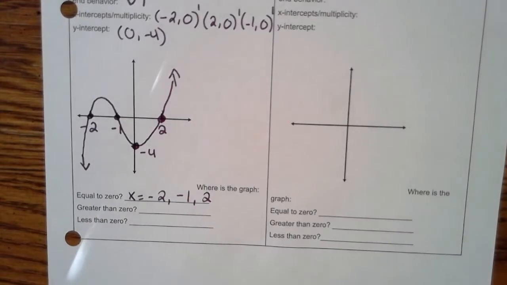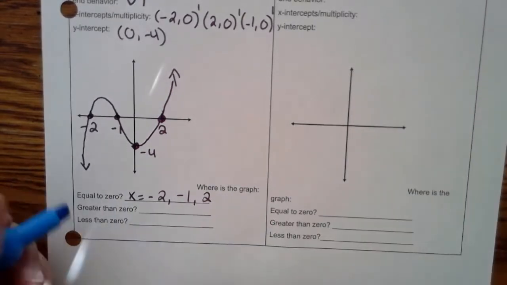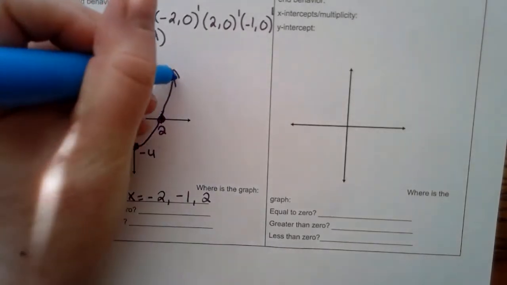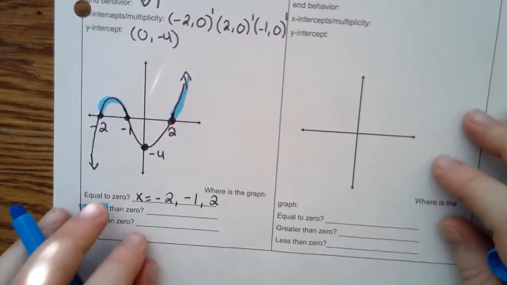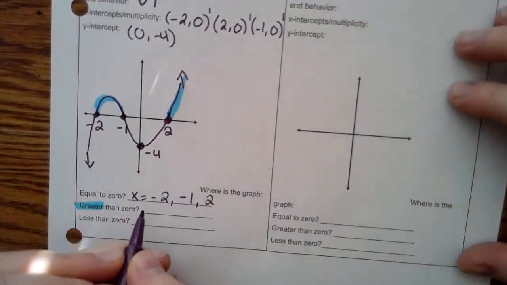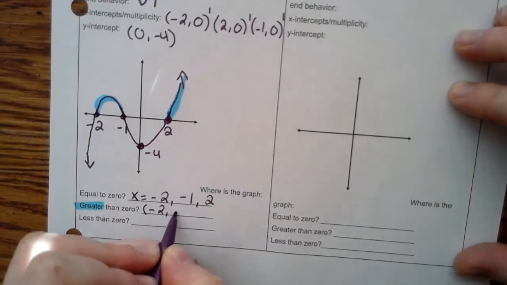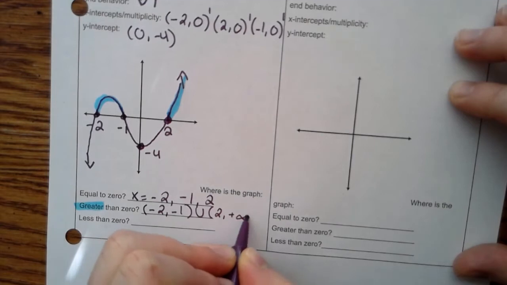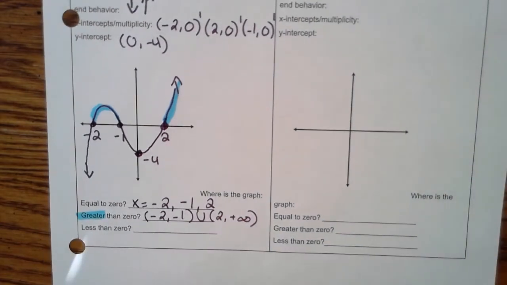So I'm actually going to get a highlighter. You guys all know how much I love to highlight. So greater than 0 is going to be above the x-axis. So, well, it's greater than 0 from -2 to -1, union 2 to positive infinity, right? We're doing our interval notation.